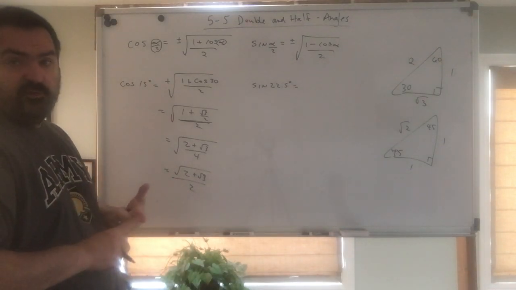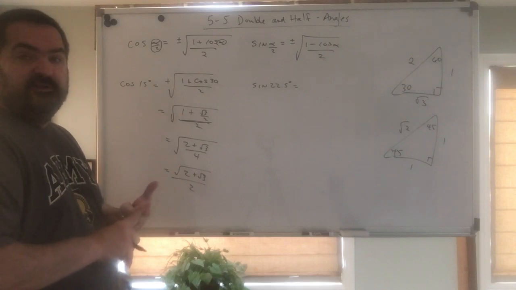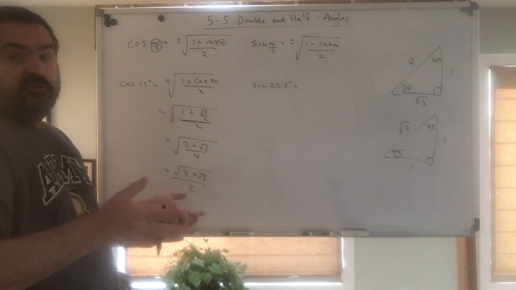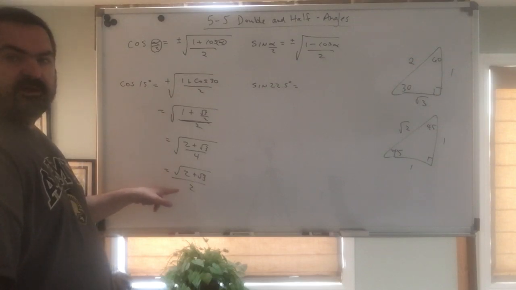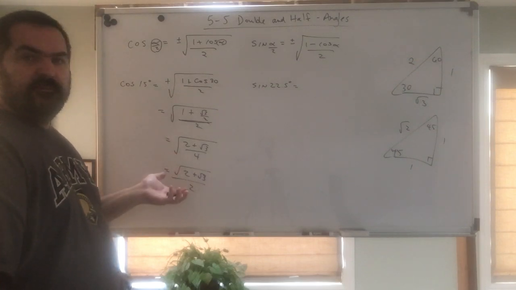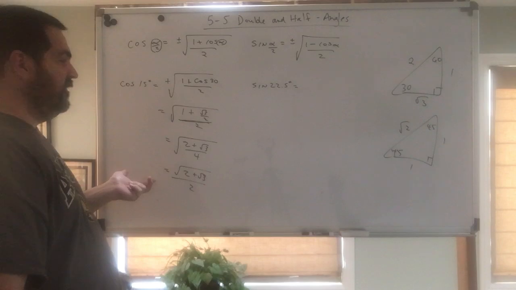A good thing for you guys to check your work: type in cosine of 15 in your calculator. Make sure you're in degree mode and you get a decimal. And then type this in. Make sure you type it in correctly. Use your fraction button. And you'll get the same answer. And that's a good verification.